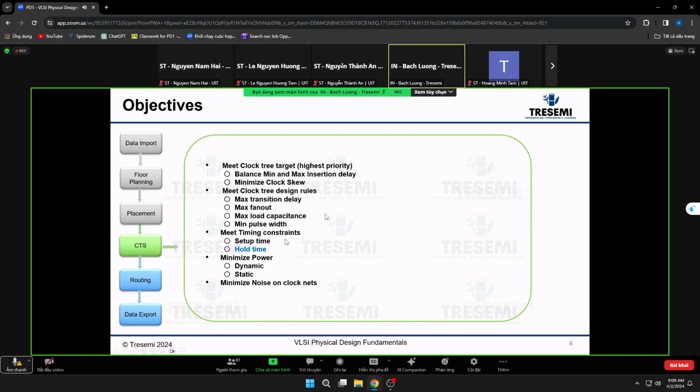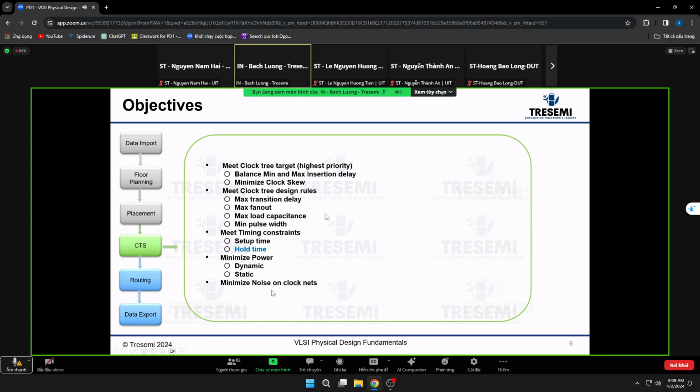Also, we have to meet timing constraints. Just like in placement, we have to meet setup. But now in CTS, we'll have hold time. Now that we have the clock tree, we can start to look at hold time. So we'll discuss what hold time is. You guys already know what setup time is. And the other goal is to minimize power, right? Both dynamic and static. And you've learned what dynamic and static power are in the last section.